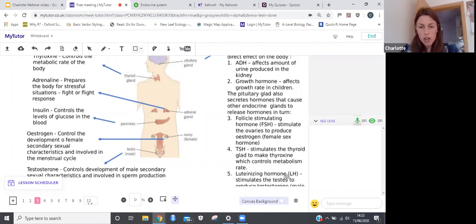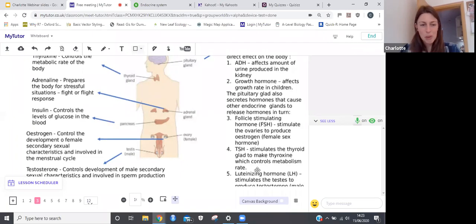Okay, so LH, I appreciate a couple of you are saying that's been cut off. All that says at the bottom there is that luteinizing hormone, LH, stimulates the testes to produce testosterone, which is the male sex hormone. So it's the same text as for FSH there. All that you're missing off the bottom there is male sex hormone. I'm sorry that's cut off, that's typical.